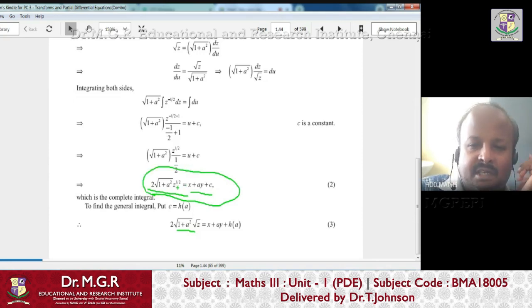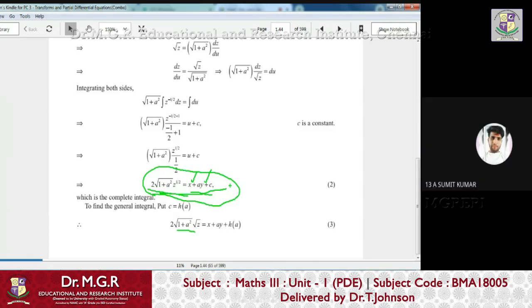Now you can see this equation. In this equation, on the left hand side z is there. That is the dependent variable. On the right hand side, independent variables are there. That is x and y. How many arbitrary constants are there in this equation?